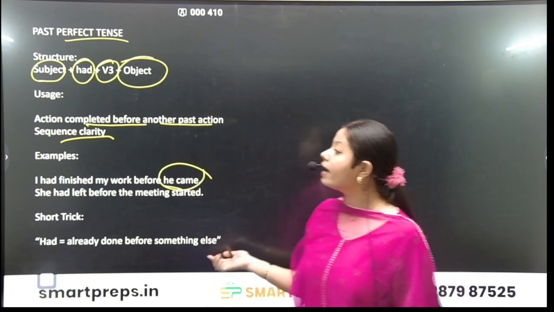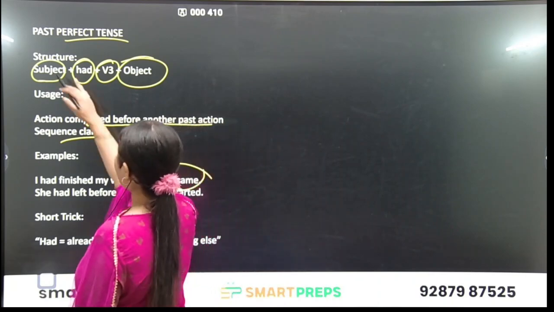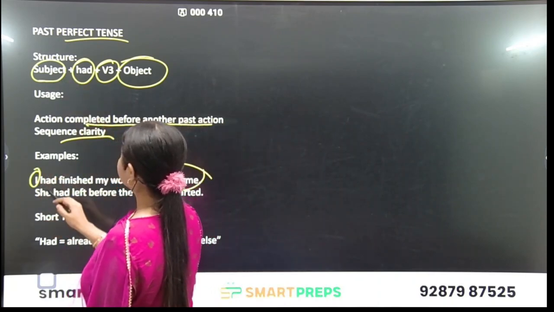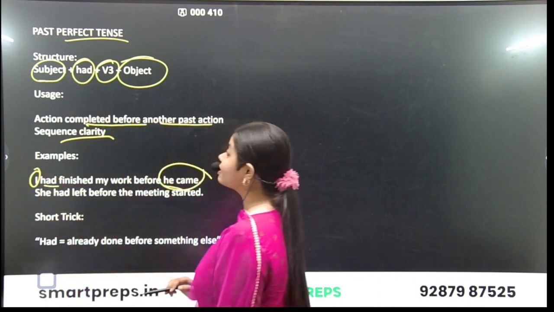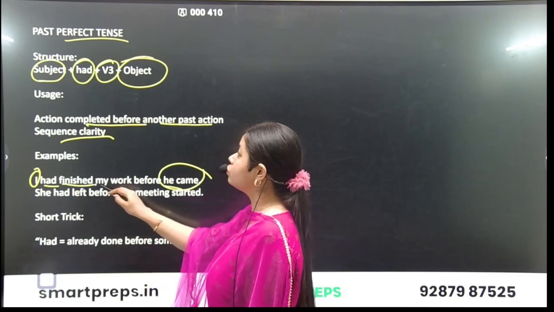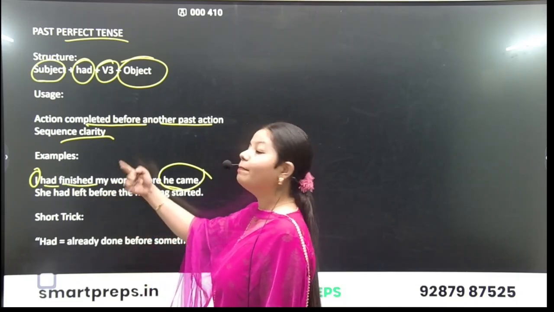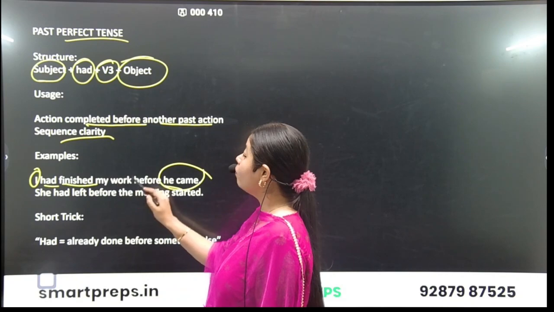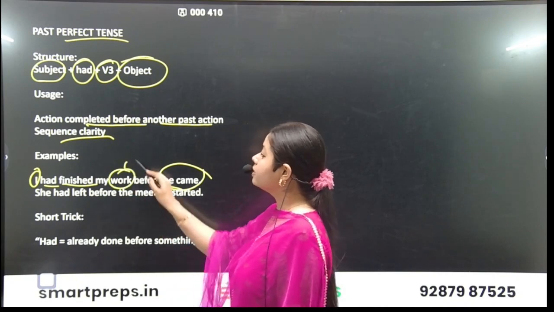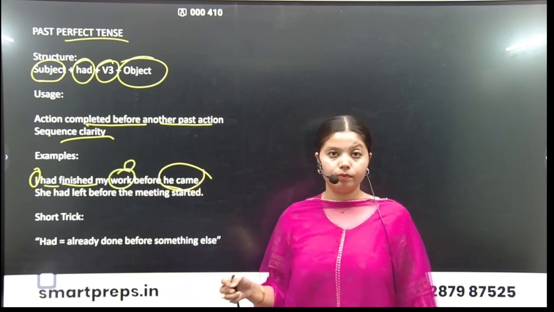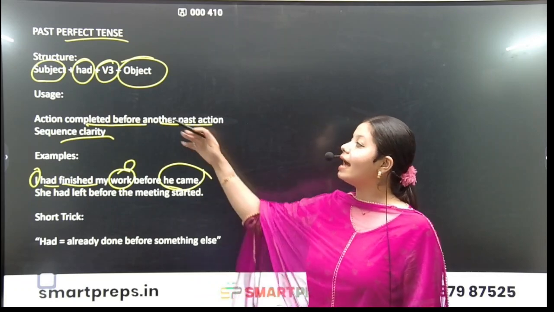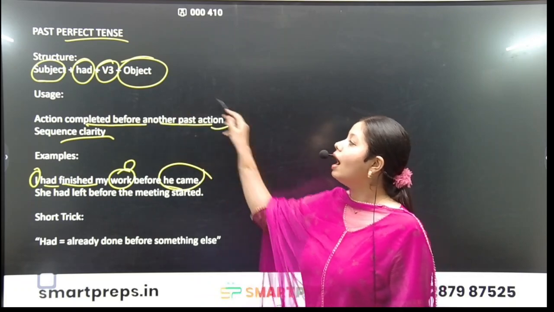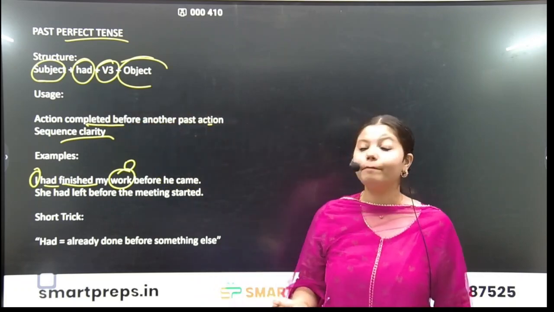Okay, so for example, I had. So what is I? I is the subject. Had will be used in the past perfect tense. Then finished, yes, verb in the past tense. I finished my what? My work. Object. Yes, before he came. Since I said that action completed before another past action.